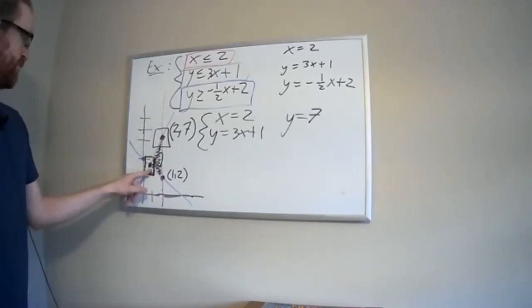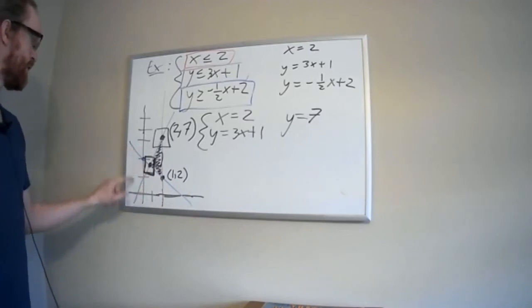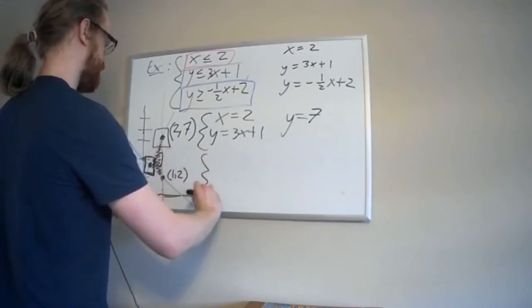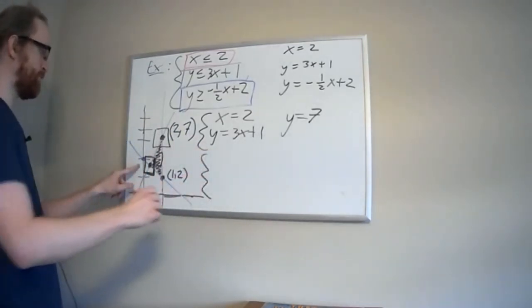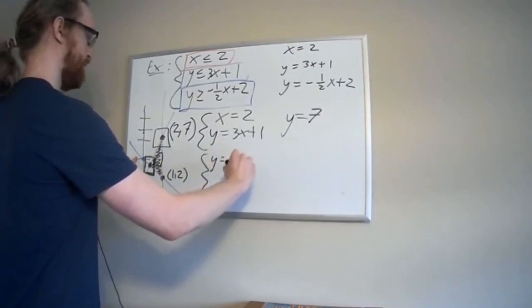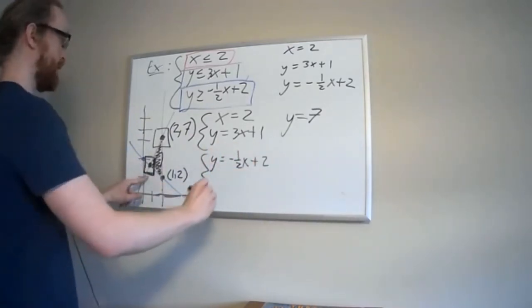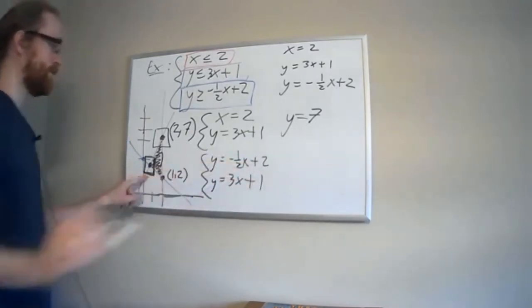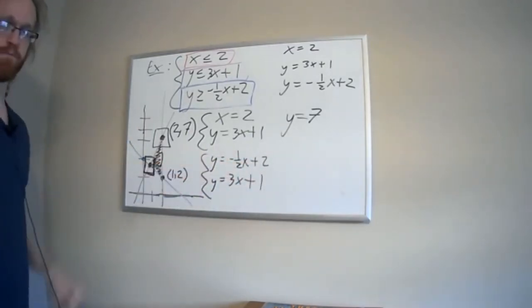So I have this corner point that I want to find. What are the two lines intersecting here? There's the blue line and the purple line. So I need to solve the following system. The blue line is y equals negative 1/2 x plus 2. And the purple line is y equals 3x plus 1. So I need to solve this system.